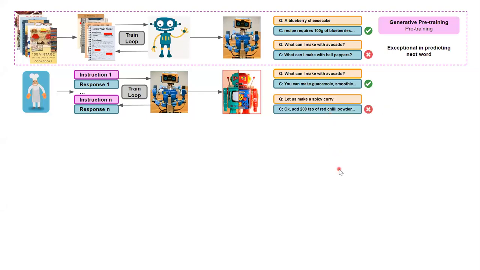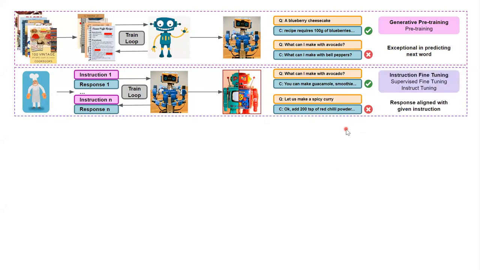But let's say we ask something like this: let us make a spicy curry. Now this bot says, okay, let's add 200 teaspoons of red chili powder, but nobody would add 200 teaspoons, right? So the bot is good at following instructions, right? But it doesn't know if the responses are actually correct or not. And this step is actually called instruction fine-tuning or supervised fine-tuning, or just shortly instruct tuning.